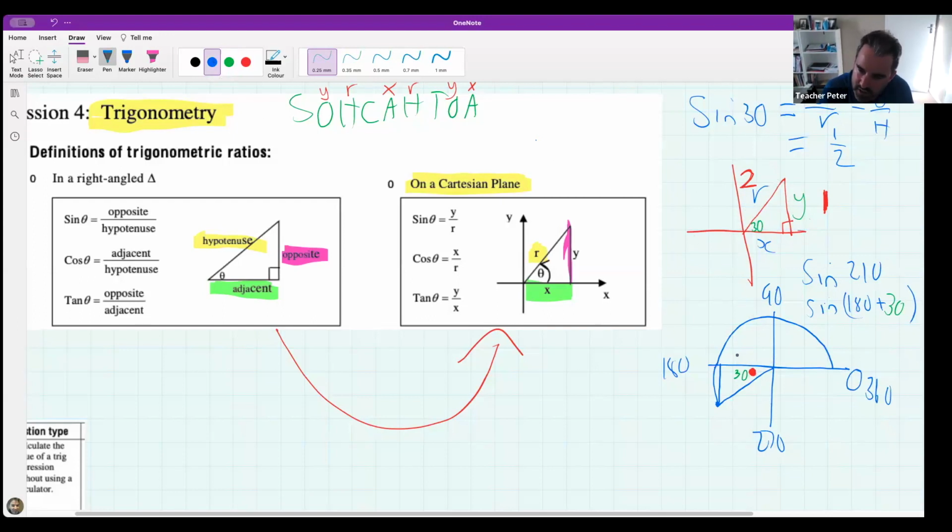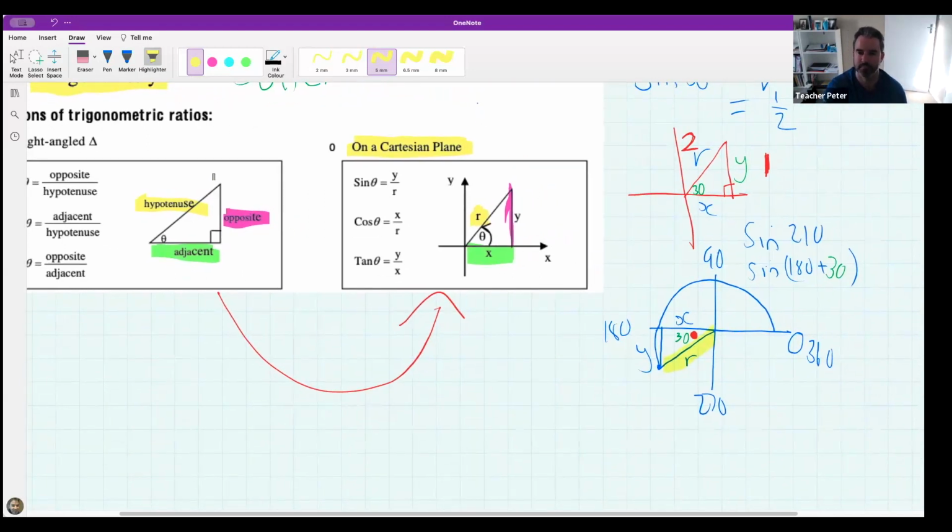But if I look at where x is now, where y is now, and where r is, what can you tell me about x? Now, r is always going to be positive, because it's a radius. But what can you tell me about x and y? Are they going to be positive or negative based on their position in the triangle for 210? So this x is going to be negative, so this is actually going to be negative x because of its position, and this is going to be negative y because of this quadrant.